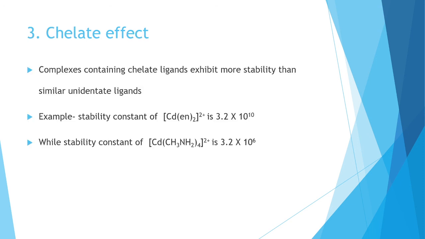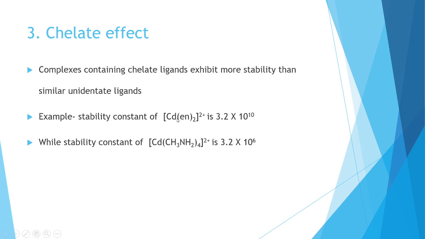And the third factor is the chelate effect. You studied what the chelate effect is. When chelate ligands are present, there is an extra stability conferred on that complex, and that is called the chelate effect. So complexes containing chelate ligands exhibit more stability than similar complexes with unidentate ligands. It is illustrated by an example.